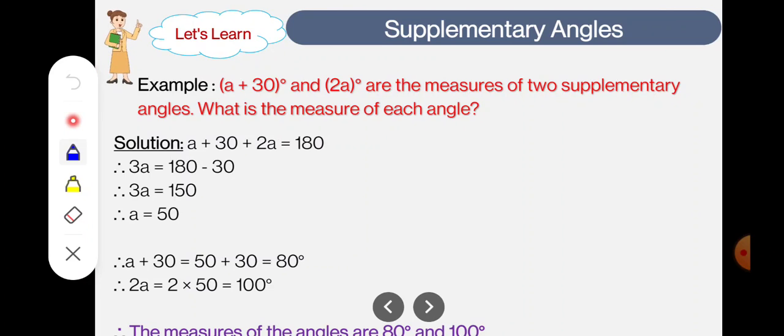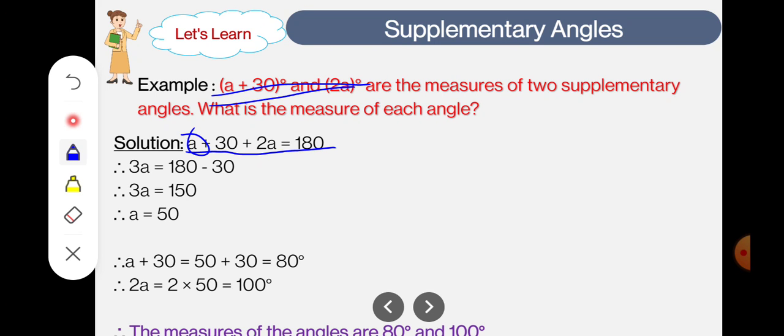Now the last example for the supplementary angle, same as we have done in the first example. Here a plus 30 and 2a are the measures of two supplementary angles. What is the measure of each angle? So first what we will do, according to the definition, the sum of the measures of two supplementary angles is 180 degrees. Here they have already told that they are supplementary. So in our first step, a plus 30 plus 2a is equal to 180 degree.